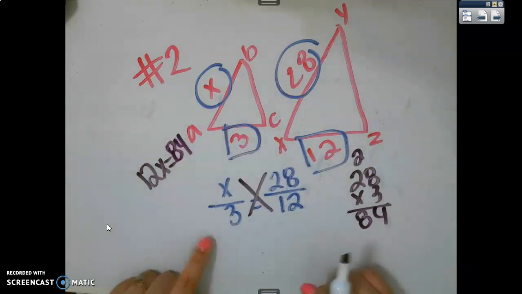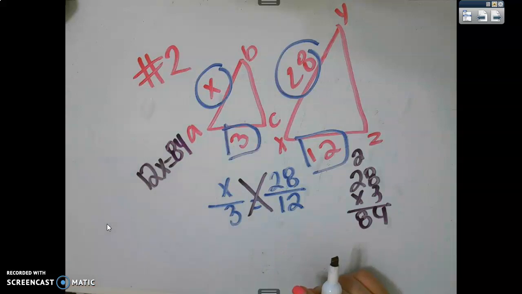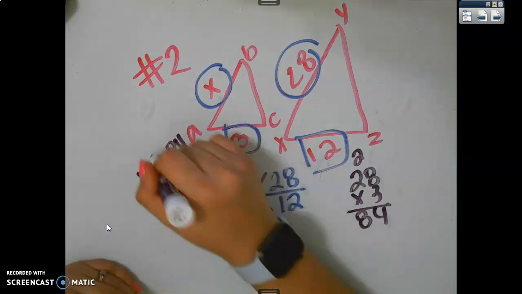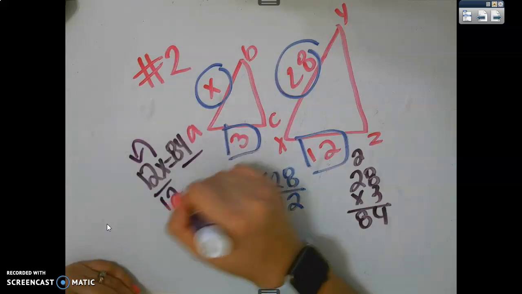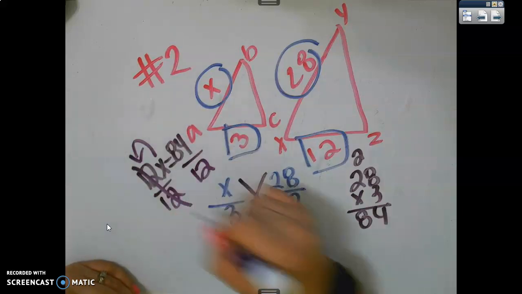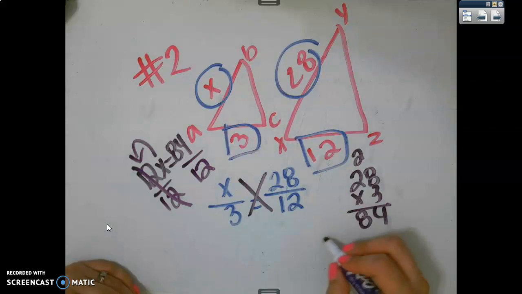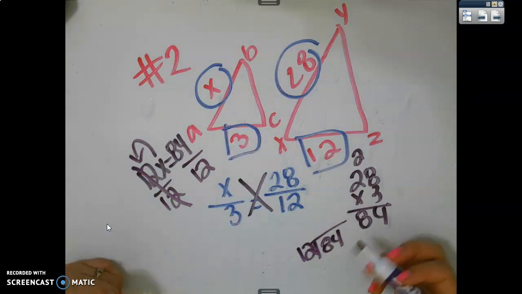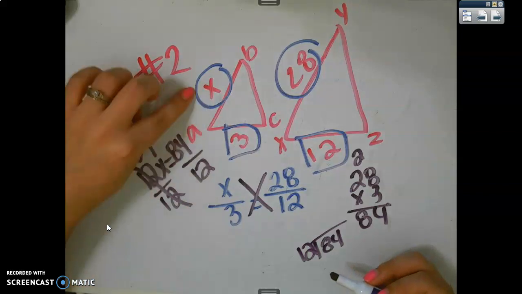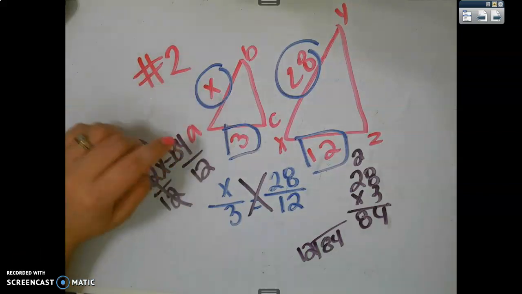So then at that point, you want to go ahead and move on to the next part of your equation, which is going to be dividing by the number in front of the variable, which is 12, the coefficient. So 84 divided by 12. And then whatever you're going to get is going to be your answer.